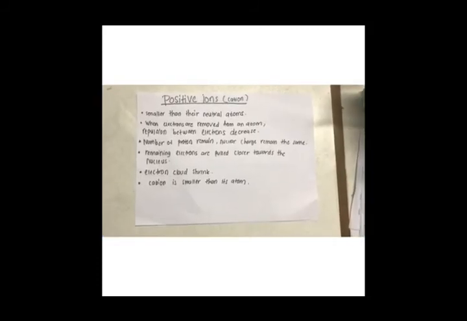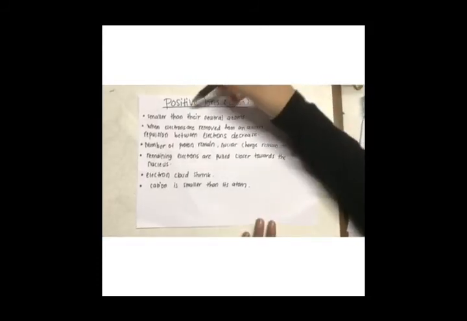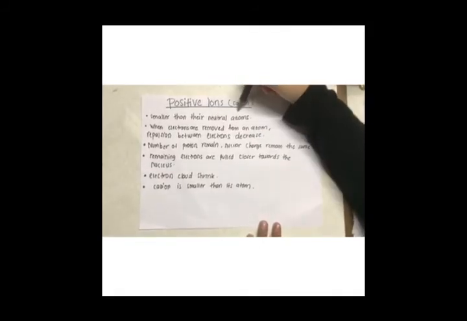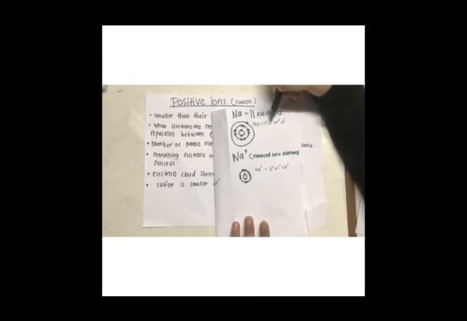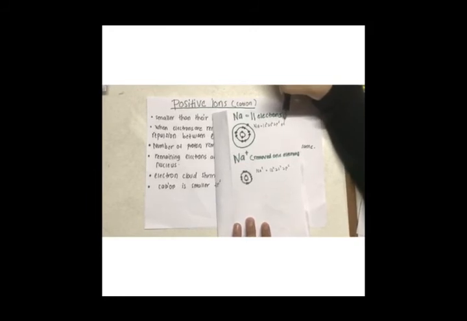Okay, let's move to positive ions. A positive ion is smaller than the neutral atom. Because of why? Let's take the example of Na. Sodium has 11 electrons and the electronic configuration is 1s2, 2s2, 2p6, 3s1.